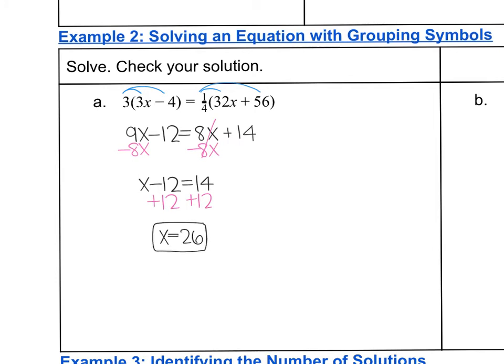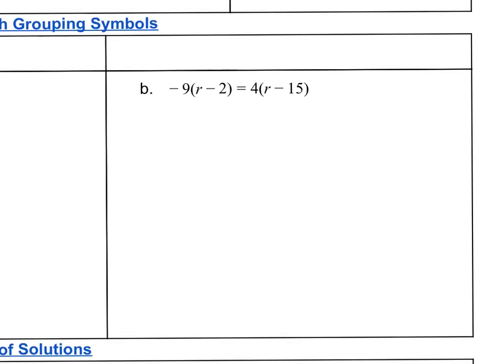Let's try another one of those. Similarly, we'll distribute first, then combine the variables. So let's distribute the negative 9 on this side. Let's distribute the 4 on this side. So this will be negative 9r plus 18.